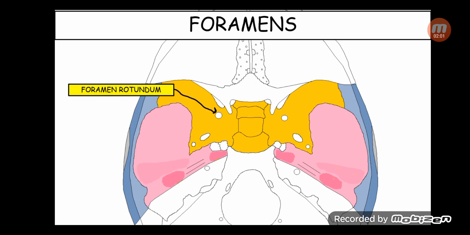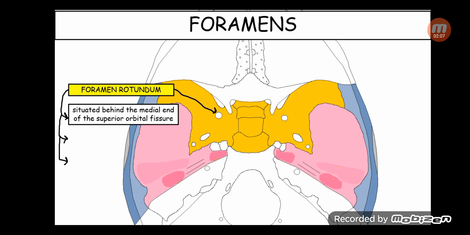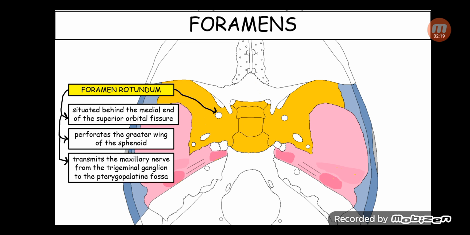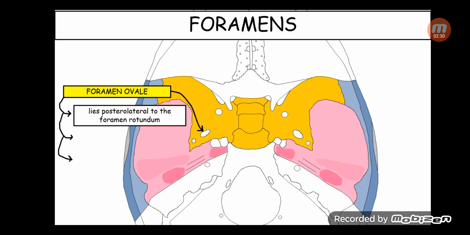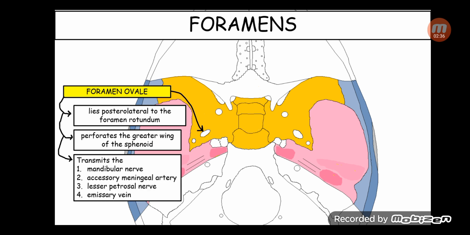The third opening we have in the middle cranial cavity is the foramen rotundum, which is situated behind the medial end of the superior orbital fissure. It perforates the greater wing of the sphenoid. As you can see, the orange bone here in the diagram is the sphenoid bone, and we can see it perforating the greater wing of the sphenoid, and it transmits the maxillary nerve from the trigeminal ganglion to the pterygopalatine fossa. The fourth opening we have in the middle cranial cavity is the foramen ovale, which lies posterior lateral to the foramen rotundum, and it perforates the greater wing of the sphenoid. It transmits the mandibular nerve, accessory meningeal artery, lesser petrosal nerve, and emissary vein.